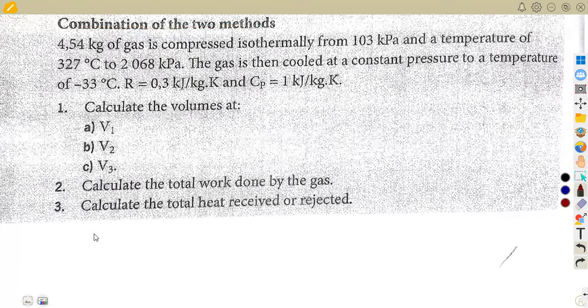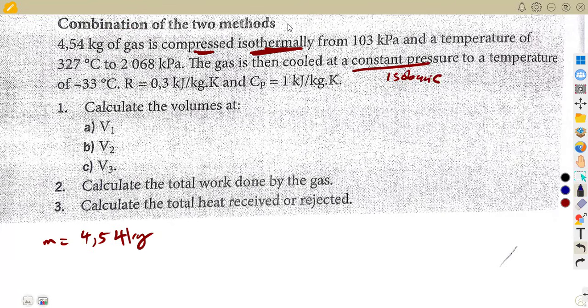We are given a mass of 4.54 kilograms that is compressed isothermally from this to a temperature, then it was cooled to a pressure at a constant pressure. So there are 2 processes, isothermal and constant pressure. Remember, at constant pressure, we are talking about the isobaric process. So there are 2 processes, the isothermal and the isobaric.